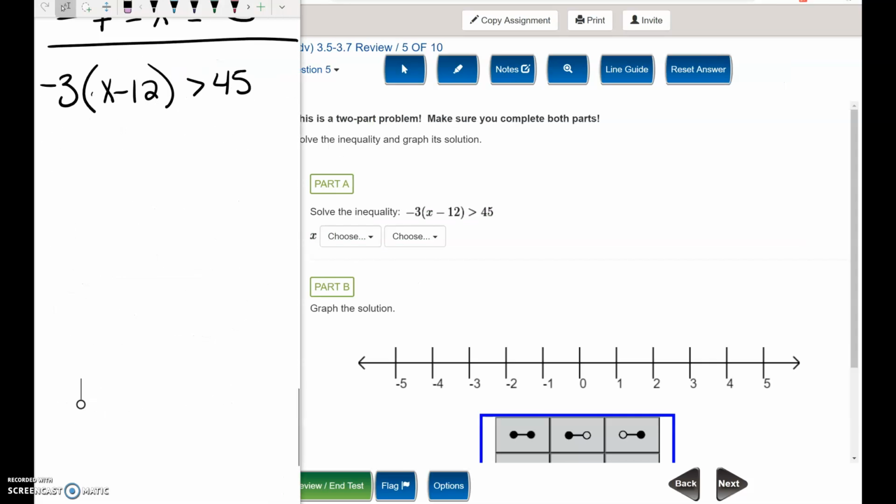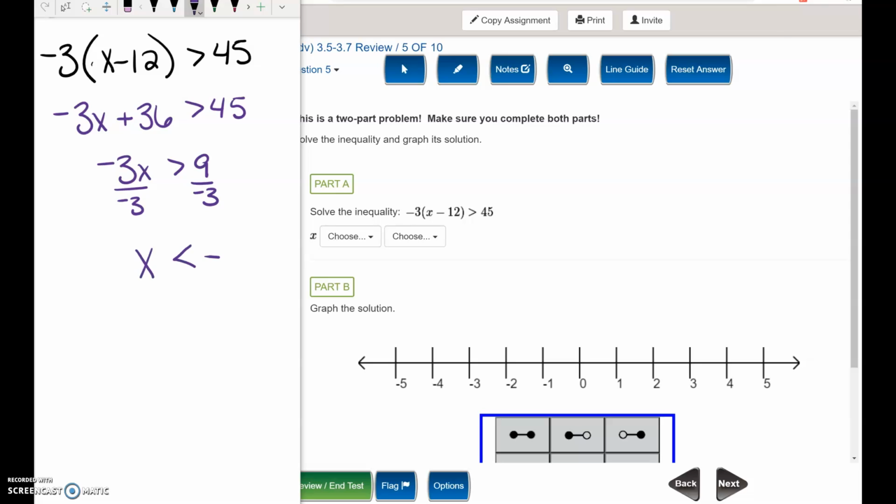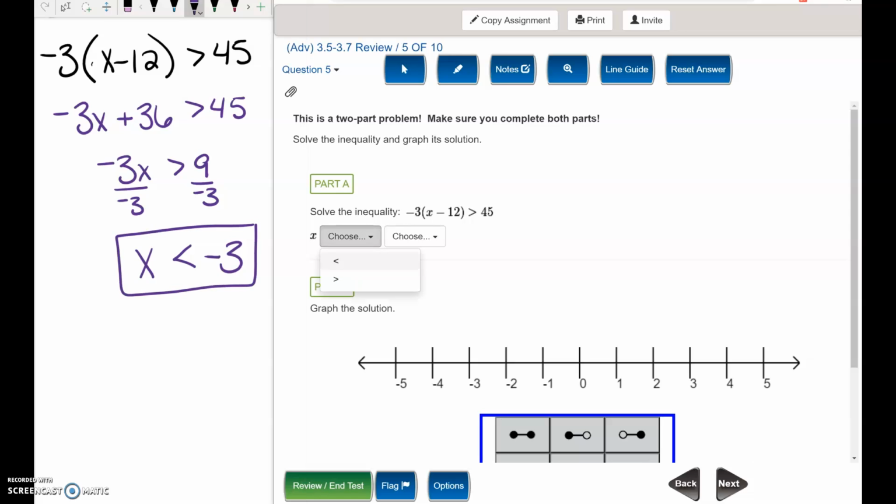This next problem, it's a 2-part problem. You do have to complete both parts, so solve and graph. To solve, we need to distribute. So this is negative 3x plus 36 is greater than 45. Negative 3x is greater than 9, because if we subtract 36 on both sides, when we divide by negative 3, we get x is less than negative 3. So x is less than negative 3.